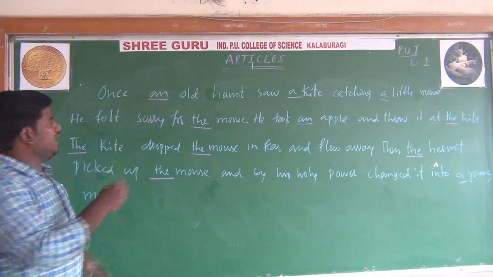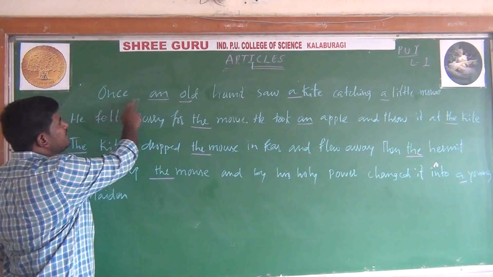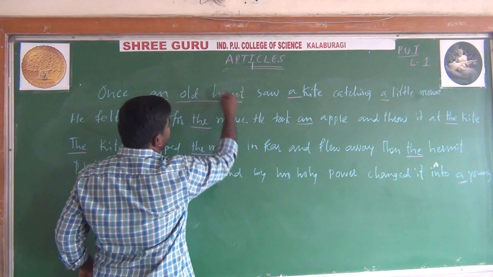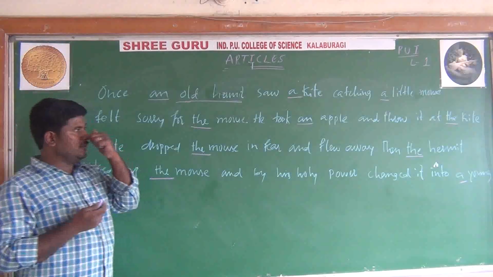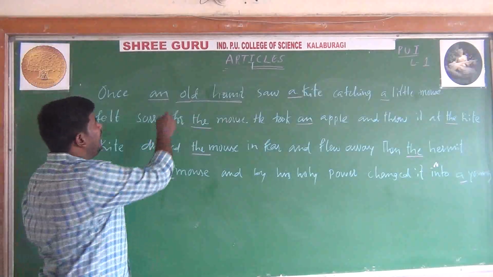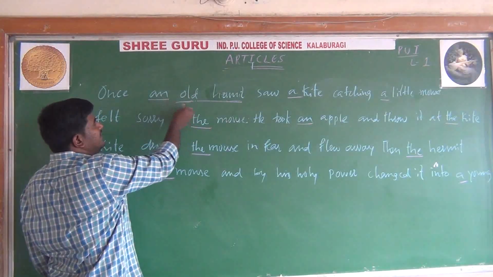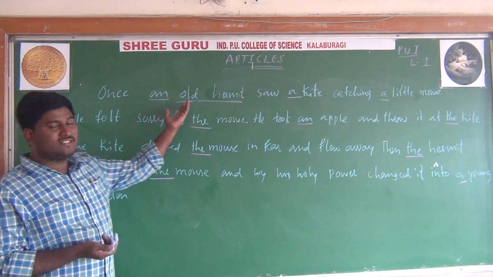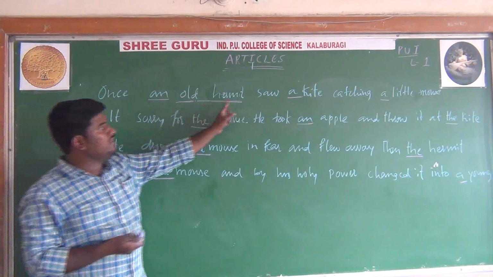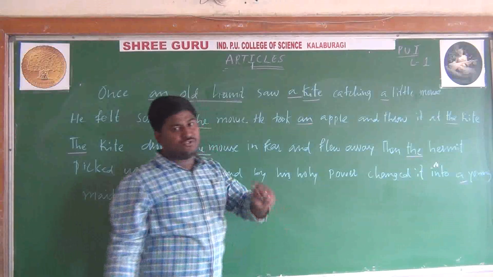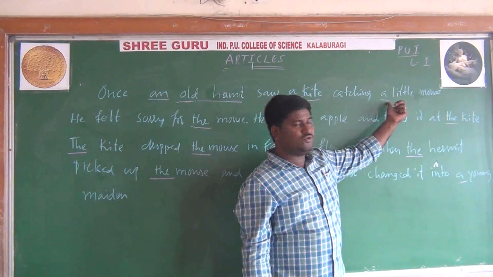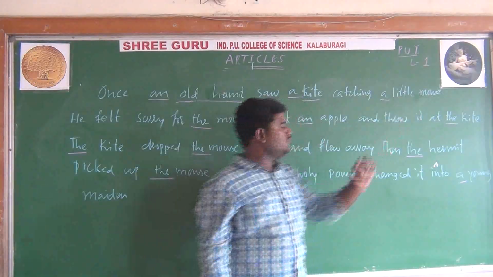Once an old man, again here old has a vowel sound. Once an old hermit. Hermit here means a saint, who will have a holy power. We use an before old because we are not certain who he is. Old hermit, we do not know about him. So once an old hermit, he saw a kite. Kite is singular and has a consonant sound. A kite catching a little mouse.